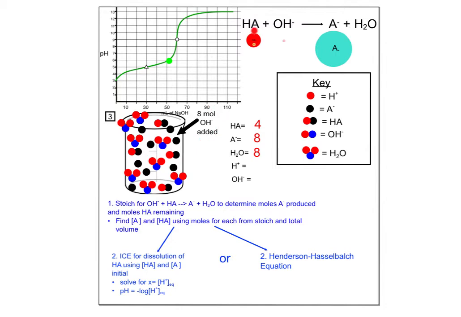So I started with 12 of the HA. I've added 8 of the hydroxide. So that means I've produced 8 water and 8 conjugate base. I only have 4 left over of the HA. I still don't have any excess of this stuff, 0 and 0.